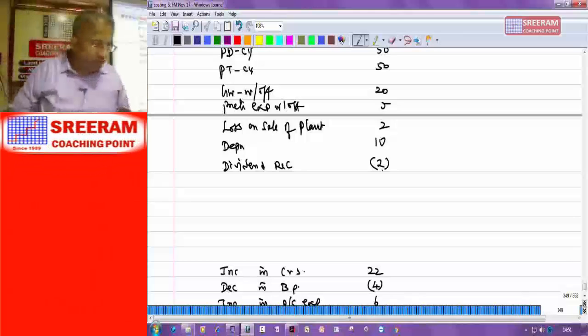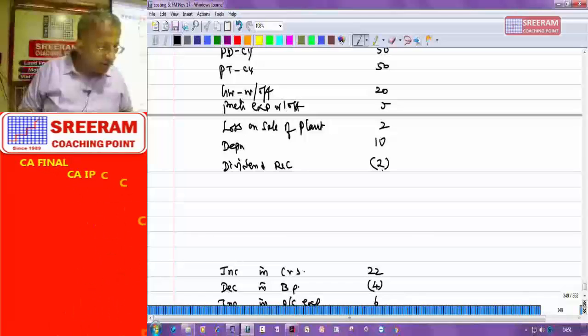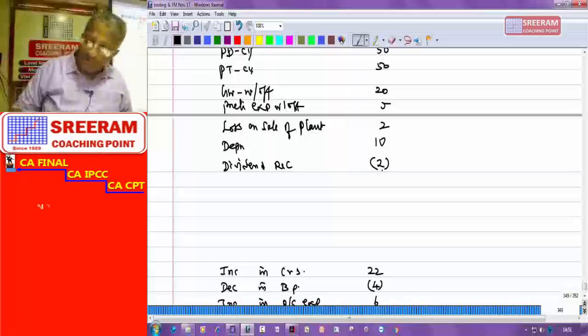Do you remember that? Then, stock, debtors, bills receivable, cash in hand and cash at bank. Cash in hand and cash at bank we have taken up. Now 3 items we have got to take up. Sundry debtors. What should we do for sundry debtors?